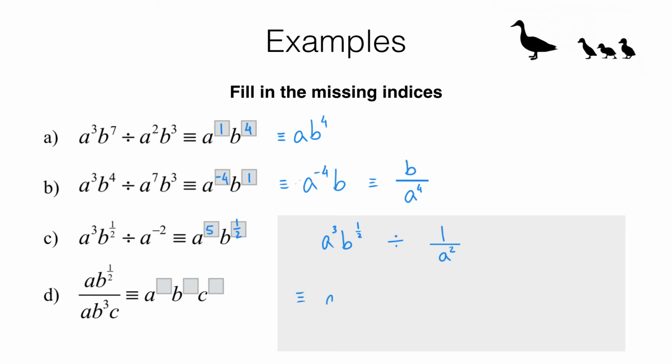So what we've got here is a cubed b to the power of a half multiplied by the reciprocal of 1 over a squared, which is simply a squared. You flip this fraction over, so you get a squared over 1, or just a squared. And hopefully you can see that this will simplify to a to the power of 5 b to the power of a half, which is exactly what we've got up here. Let's move on to question D. Pause the video and work this one out for yourself.